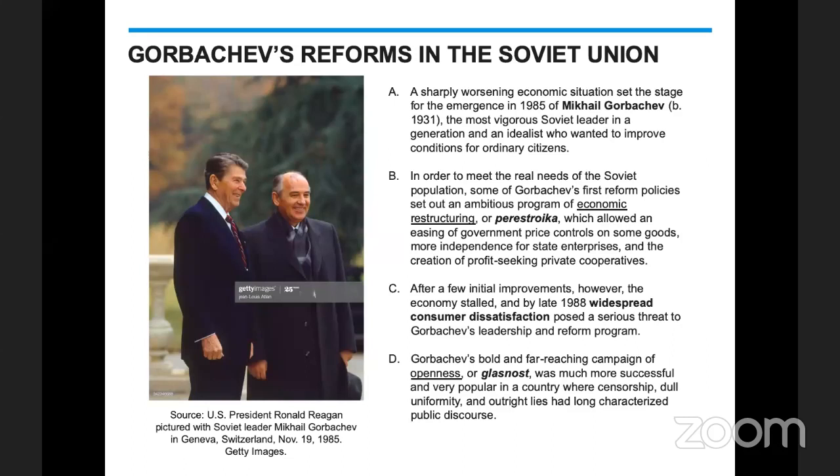He's of a different generation, and he is university educated, and he wants to see different things happen for his country. He realizes the different problems they're having, especially economically, and he's trying to meet those needs. So in paragraph B, in order to meet the real needs of the Soviet population, some of Gorbachev's first reform policies are an ambitious program of economic restructuring. Keep in mind the Soviet Union has always had a very much state-controlled economy. He wants to restructure that, which he calls perestroika, and allow an easing of government price controls on goods, more independence for state enterprises, and the creation of profit-seeking private cooperatives.